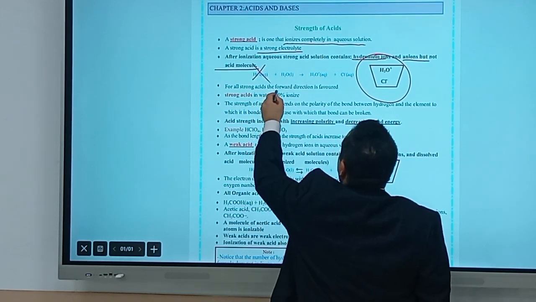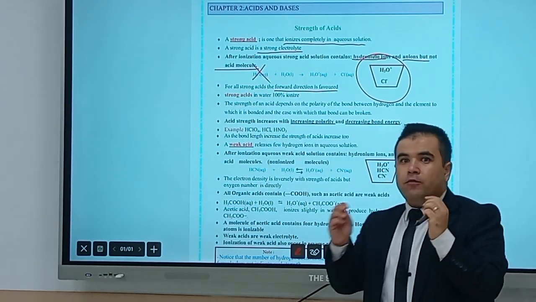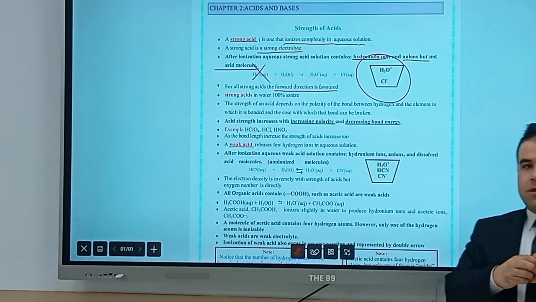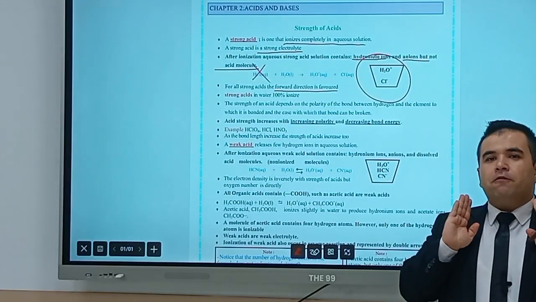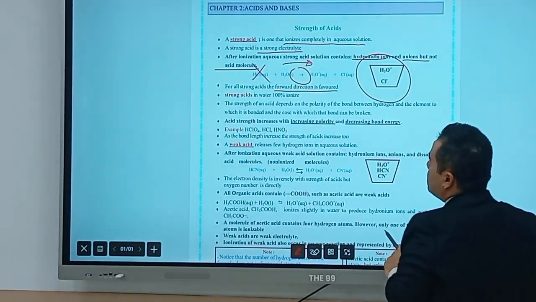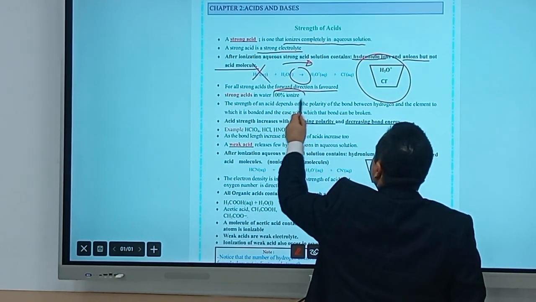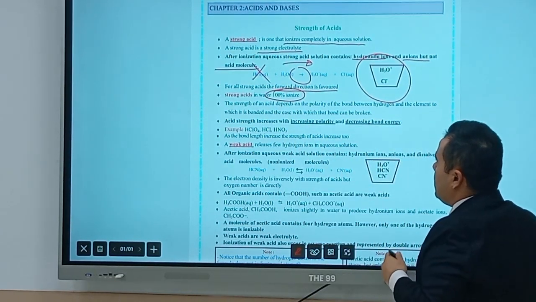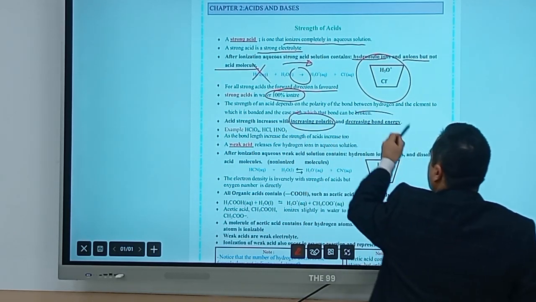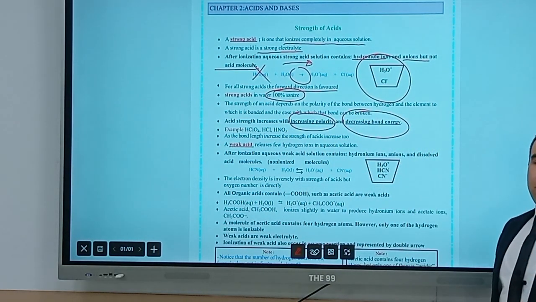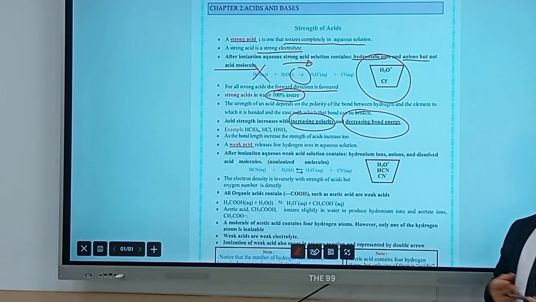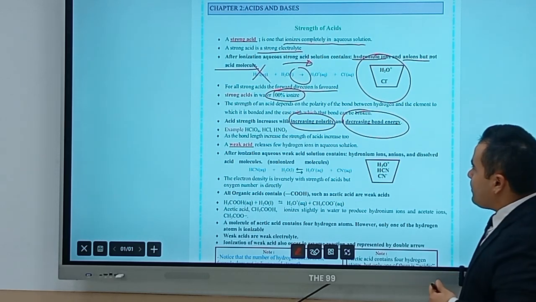For all strong acids, the forward direction is favored. In terms of direction, guys, for the strong acids, and strong bases can be stated as well. Always the favorite direction is forward. Strong acid, they ionize 100% in the solution. The strength of the acid depends on the polarity. We talked about the polarity and the bond energy. And additionally, we talked about the oxygen number, electron density, electronegativity, and the bond length as well.